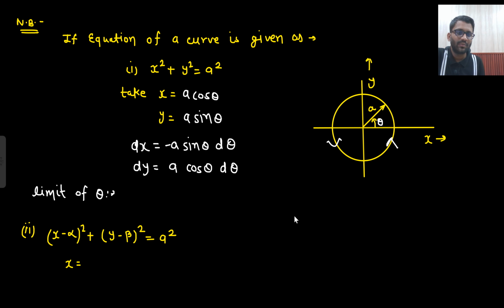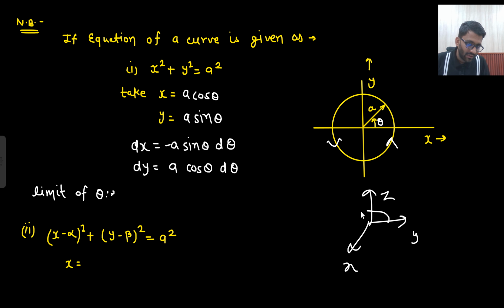So theta can go from 0 to 2 pi. That's why I wrote phi here. Don't get confused with the sphere. This is in 2D. X, Y, Z. We are talking about this circle. We are not talking about the sphere. We are talking about the circle which is on the XY plane. This is what we are talking about.